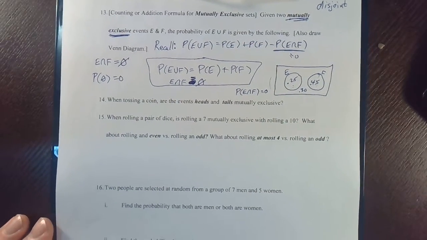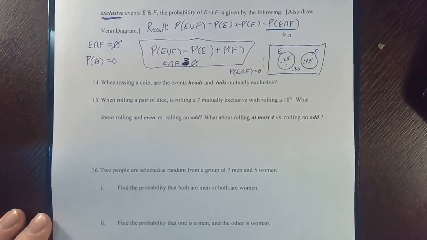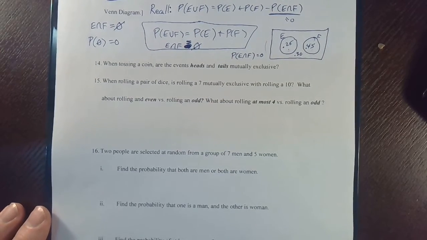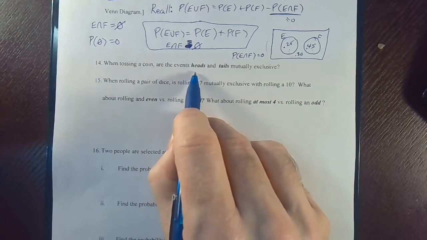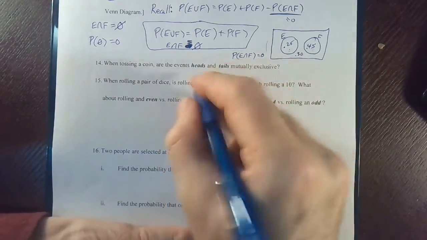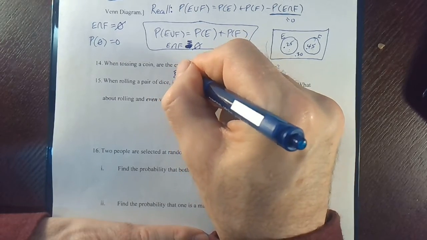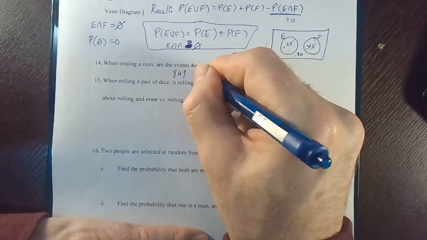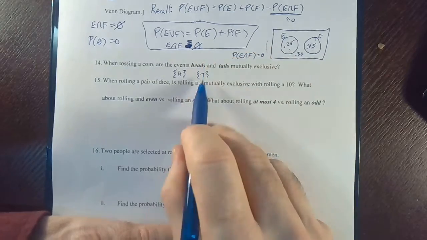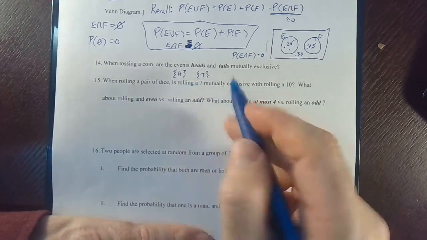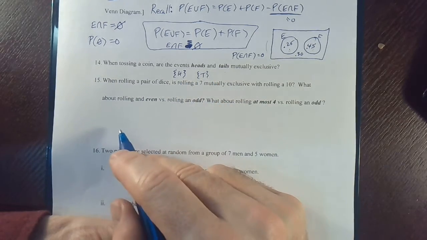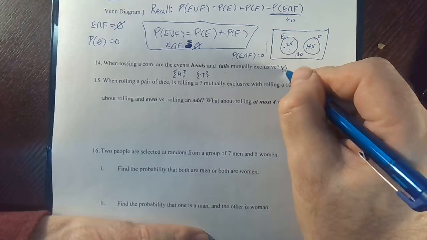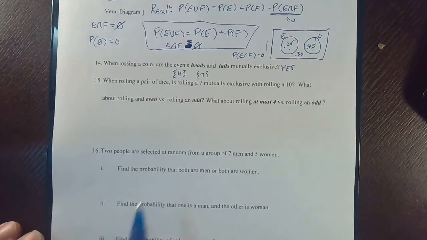All right, so when tossing a coin, let's make sure we understand mutually exclusive. When tossing a coin, are the events heads and tails mutually exclusive? Well, the event heads would be simply this. The event tails would be that. Do they have any intersection? Of course not. You can't flip a coin one time and have it end up with heads and tails, both. So of course they are mutually exclusive. They can't both happen with the same toss.